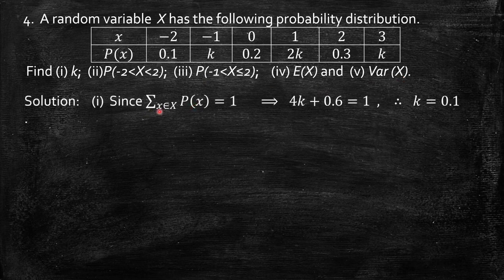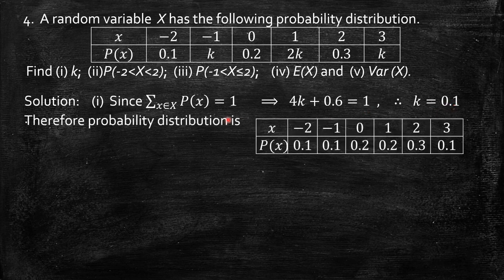First, as usual, summation of p of x equal to 1. So add all these probabilities: k plus 2k plus k, 4k, plus 0.1 plus 0.2 plus 0.3, that is 0.6. 4k plus 0.6 equal to 1, or 4k is equal to 1 minus 0.6, that is 0.4. 4k equal to 0.4 means k equal to 0.1. So I can now go for substituting here.